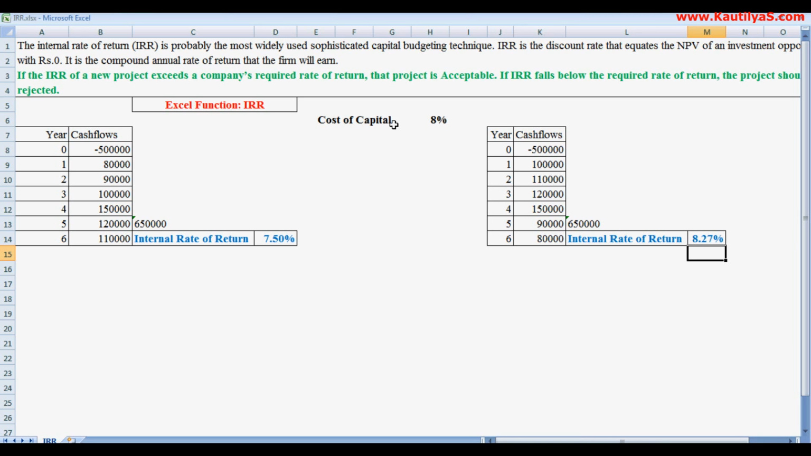Now the decision will be made based on the cost of capital. Our cost of capital is 8%, and project B is giving us an internal rate of return more than our cost of capital, that is 8.27%. So we accept project B instead of project A.